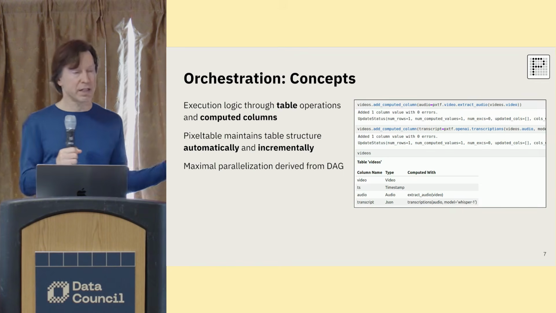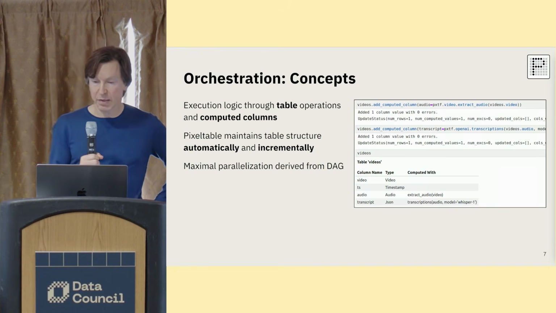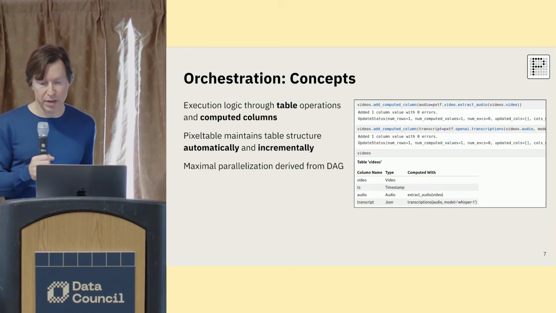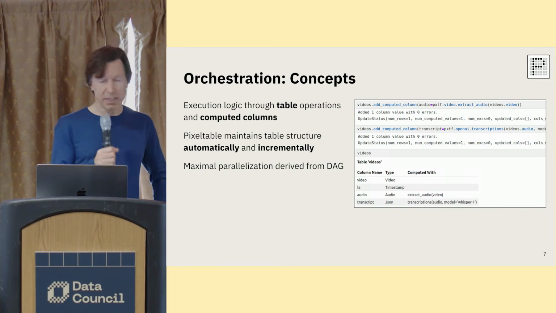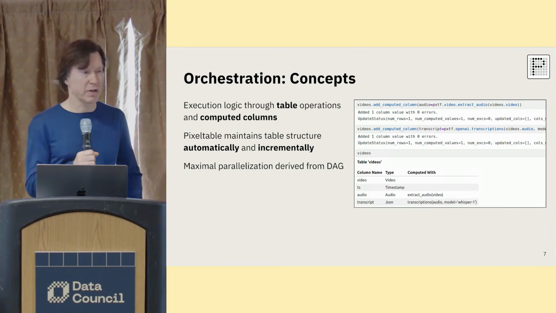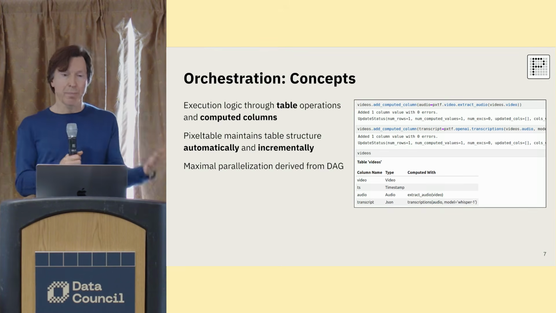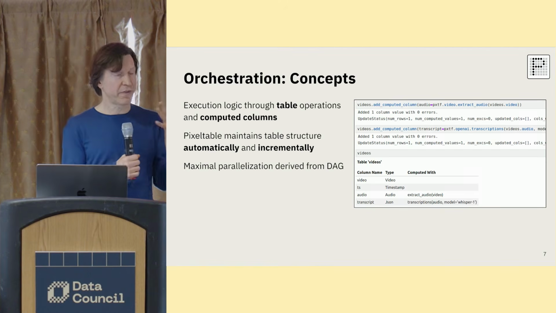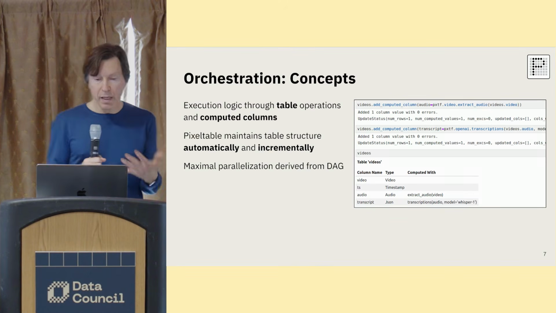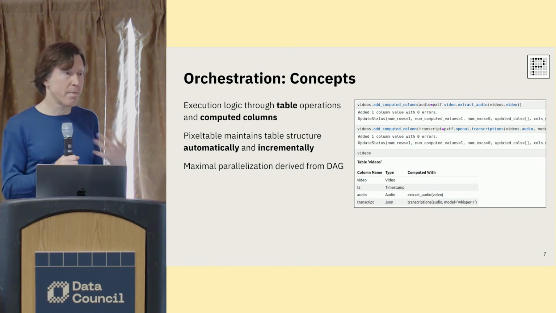So you're basically just stringing together these computations. It's a very simple, in this case, linear sequence. And when you look at the table schema now, you have two computed columns, audio and transcript. The transcript is JSON typed, and Pixeltable knows how to compute it, right? So the important part here is that unlike a pipeline where you need to feed it input data and you get output data and then you need to figure out where to put the output data, here Pixeltable, the runtime system, is able to maintain the table structure automatically and incrementally.